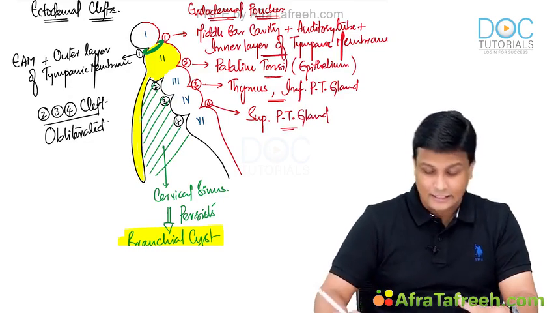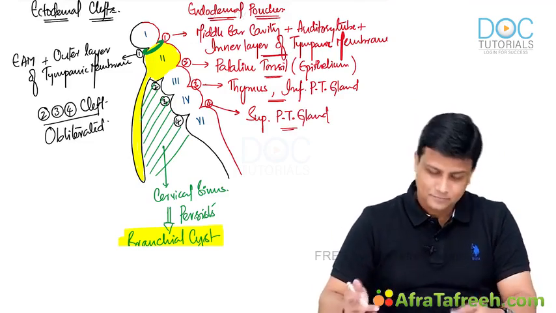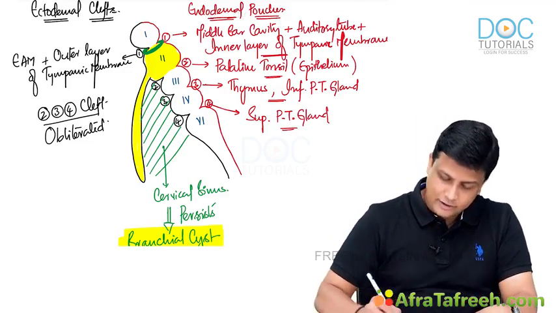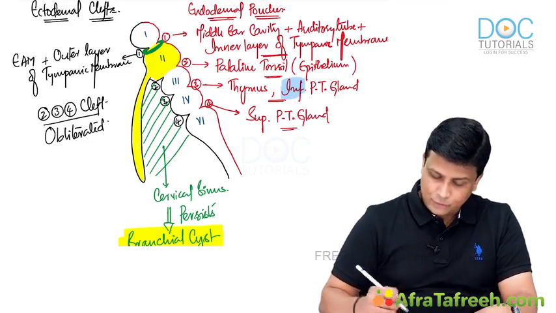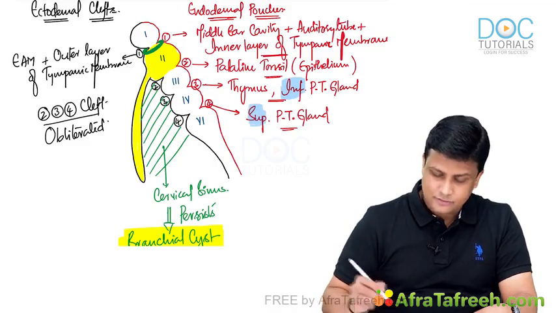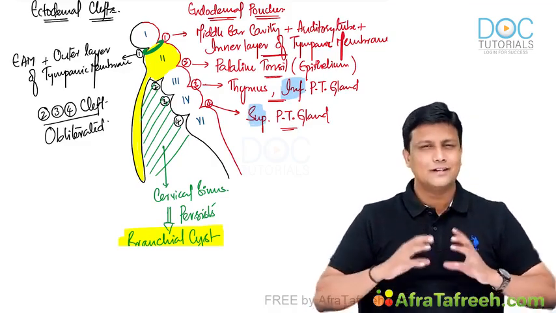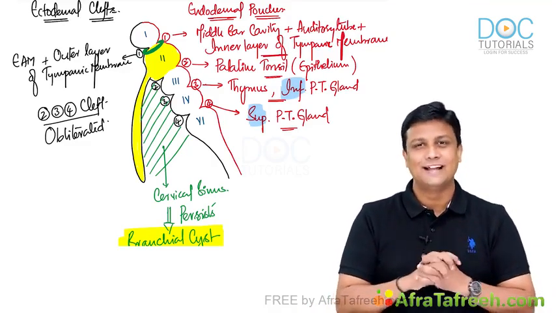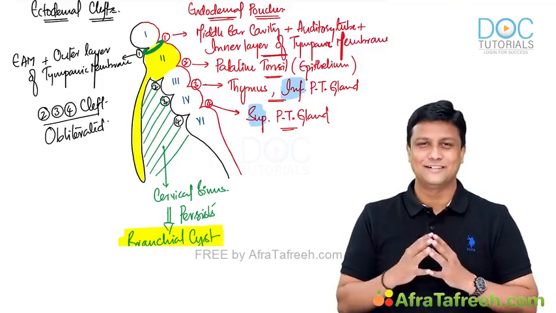Now here again the students will be confused. Why? It's kind of opposite. The third pouch which is above, it is the one which is going to form inferior. And the fourth pouch which is below, that is the one which is going to form superior parathyroid. It's kind of opposite. I'll tell you one simple story on how to remember this so that you will never forget it in your lifetime.